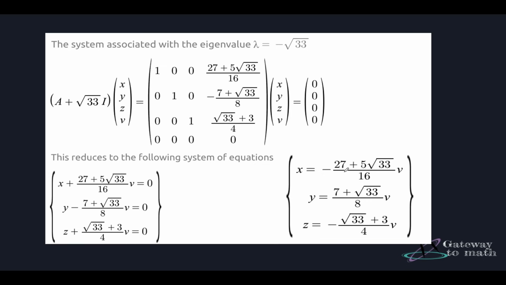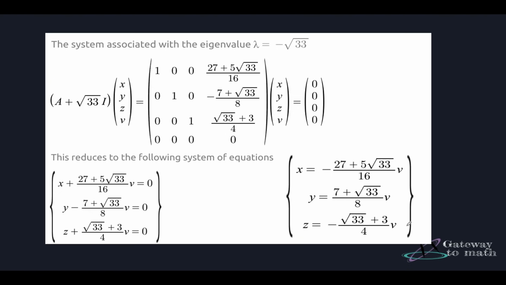x equals minus 27 plus 5 under root. So yeah, this sign changes to minus, this changes to plus, this changes to a minus expression. Again, we need to replace the value of v such that it can be divisible with 4, 8, 16 that we have in denominator. So not much rocket science here.